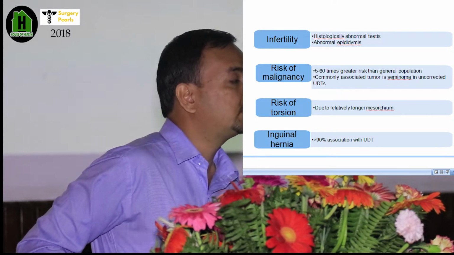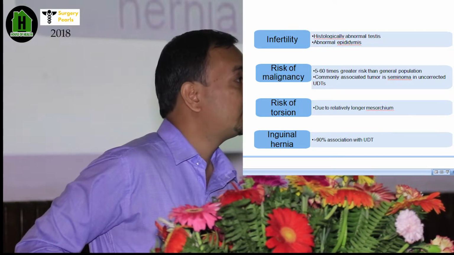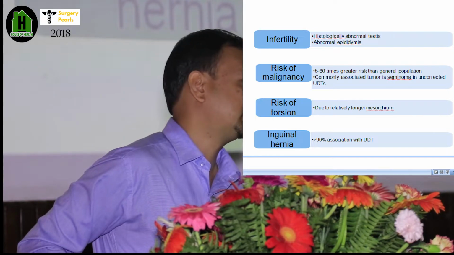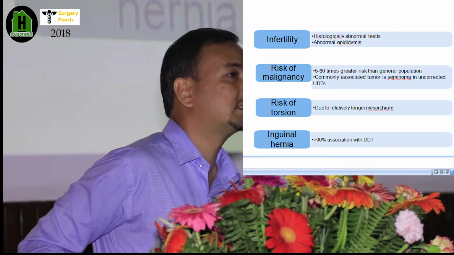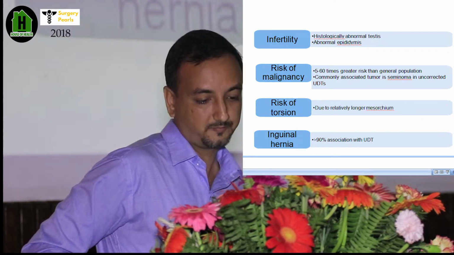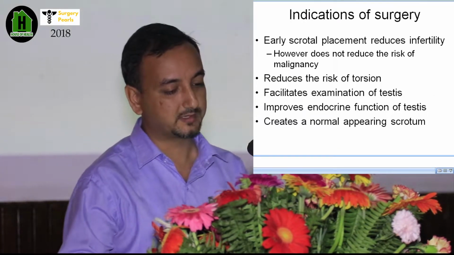There is risk of torsion because there is a relatively longer mesorchium. And you all know that inguinal hernia is present almost in all cases of undescended testis. Nearly all cases of undescended testis will have associated inguinal hernias. So now we're talking about the management strategies. So what are the indications of surgery?